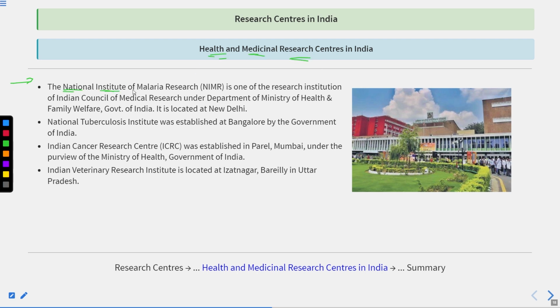First, National Institute of Malaria Research, one of the research institutions of Indian Council of Medical Research under the Ministry of Health, Government of India, located in New Delhi. Then, National Tuberculosis Institute was established at Bangalore by the Government of India. Indian Cancer Research Institute, established in Parel, Mumbai, under the purview of Ministry of Health, Government of India. Indian Veterinary Research Institute, located at Izzatnagar, Bareilly in Uttar Pradesh.